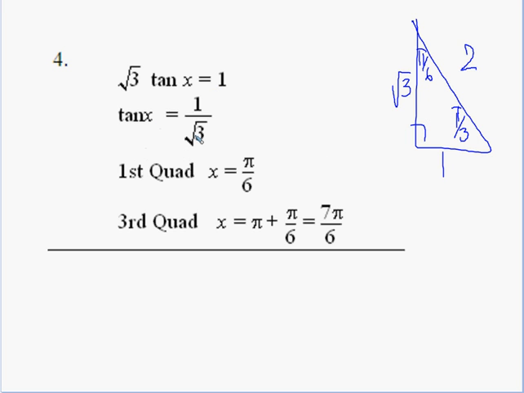Tan of x is equal to 1 on root 3. So tan's positive in the first and third quadrant. So our related angle in the first quadrant is pi on 6. And then the third quadrant is pi plus pi on 6, which is 7 pi on 6. Remember what we're doing when we're dealing with the four quadrants: we've got our related angle, and then we work out which two quadrants out of the four we're actually going to have a value in.